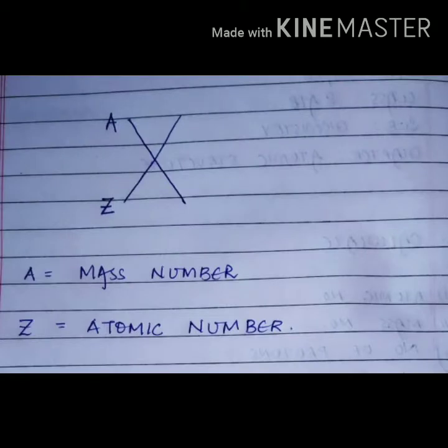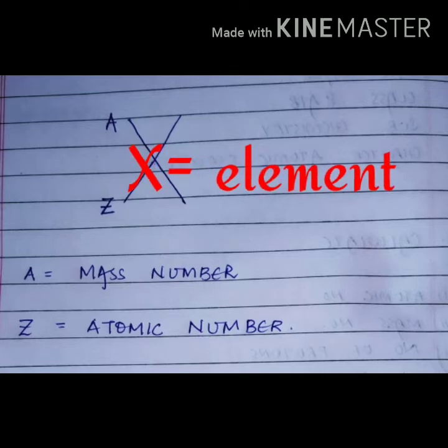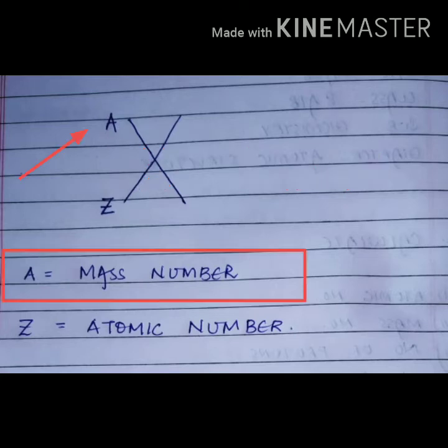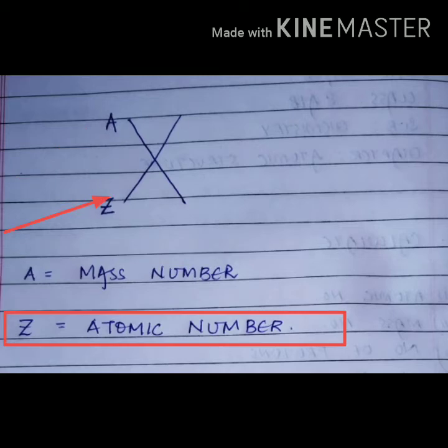Now see the screen. I have written X, and as superscript, or on top, I have written A, and as subscript, or below X, I have written Z. What does it stand for? X stands for any element. It can be oxygen, it can be hydrogen. A, as we have already discussed, stands for mass number, and Z stands for atomic number.